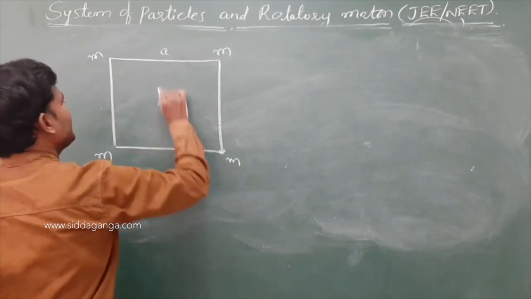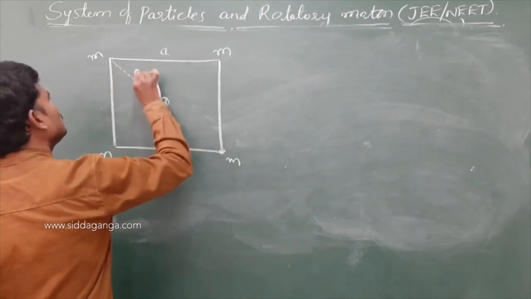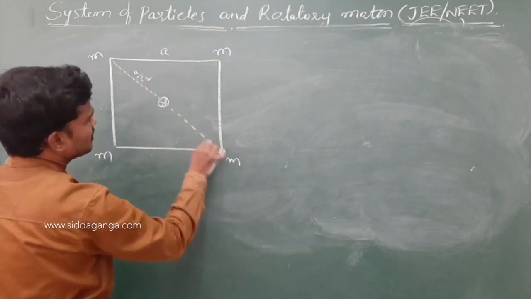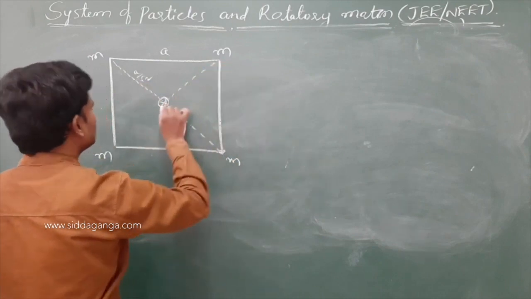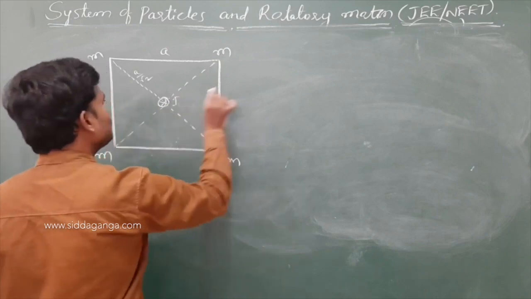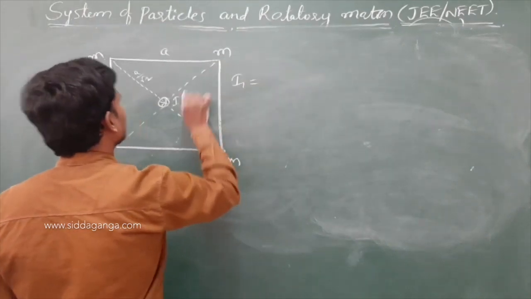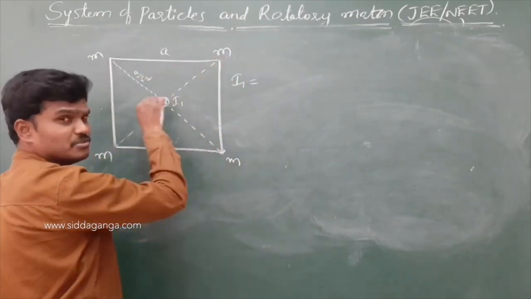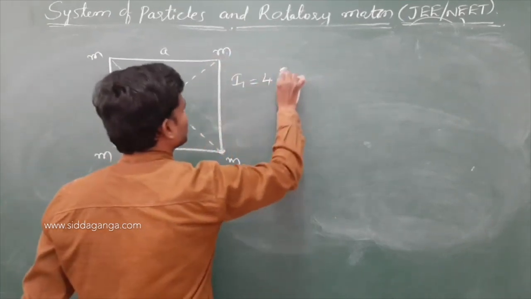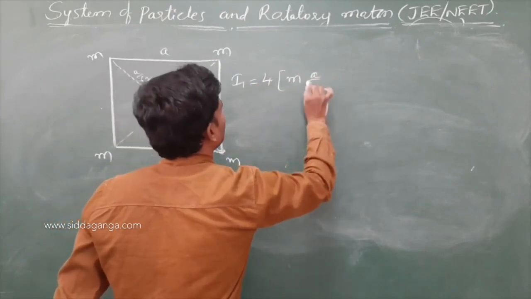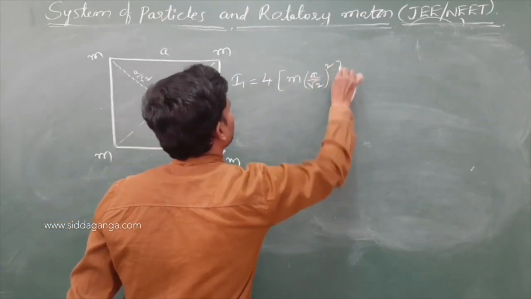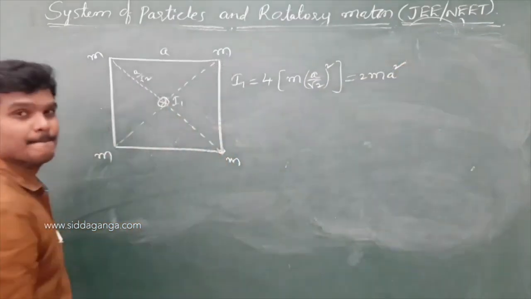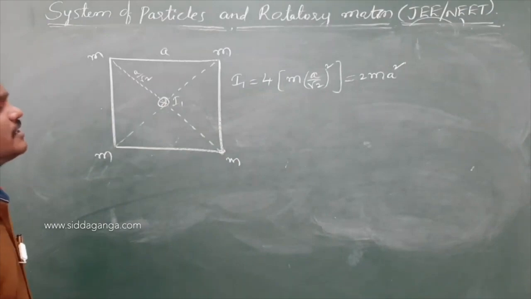And this is A, no doubt this is A by root 2. Total root 2 A by 2, A by root 2. This is also A by root 2, this is also A by root 2, this is also A by root 2. So this I1 directly we can write. There are 4 masses: m into (A by root 2) square, 4 times. So I1 equals 2m A square.